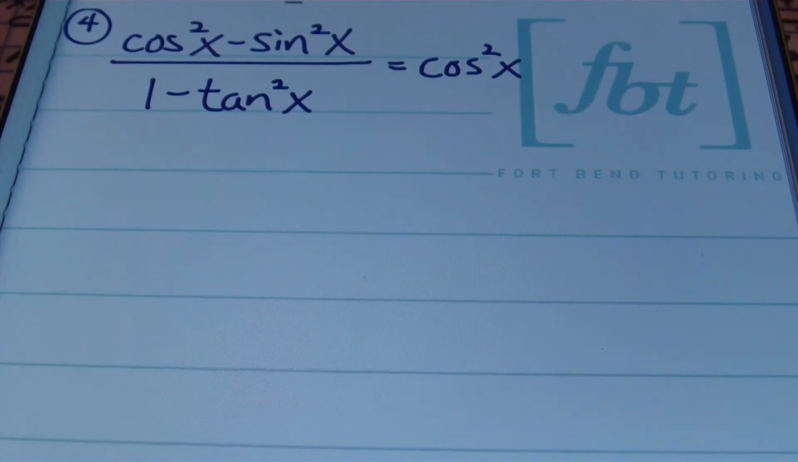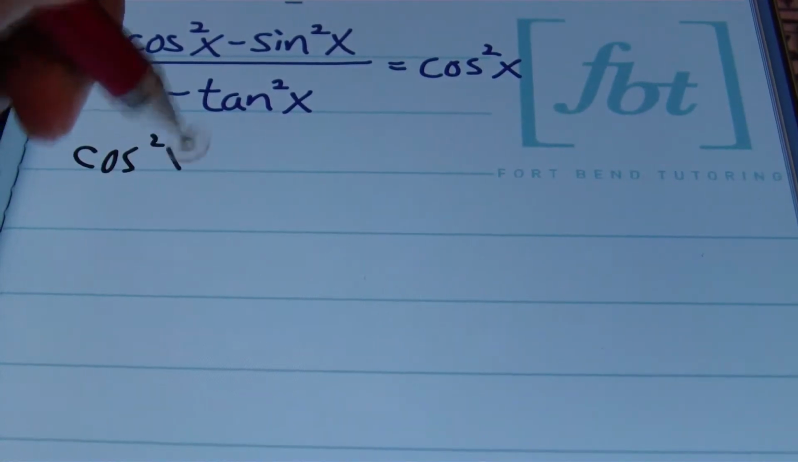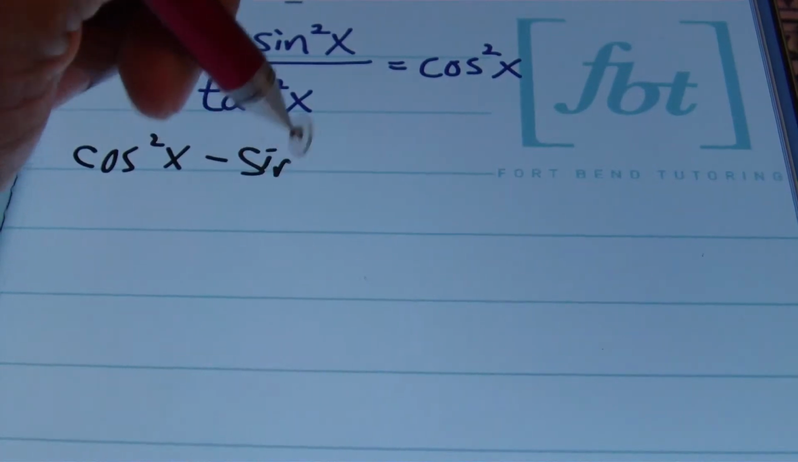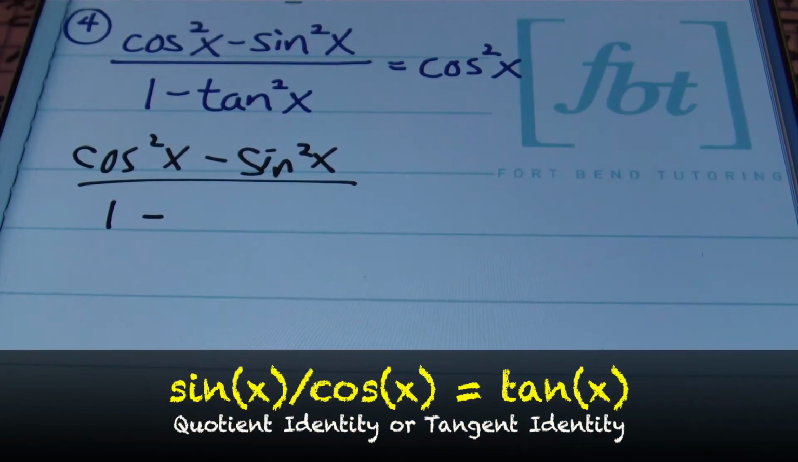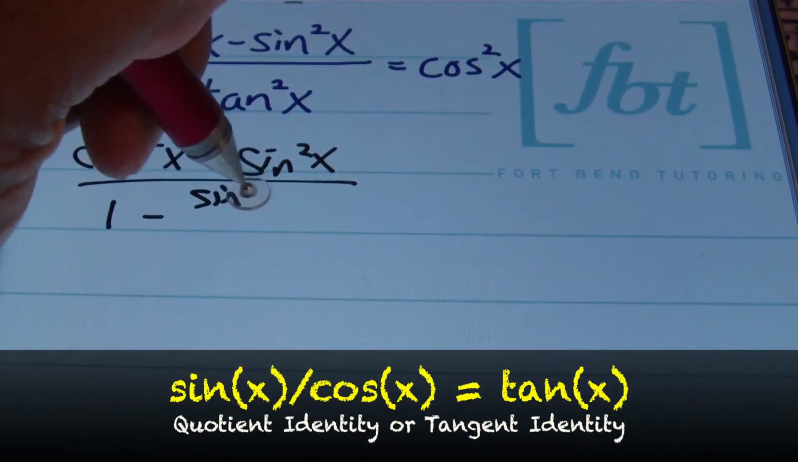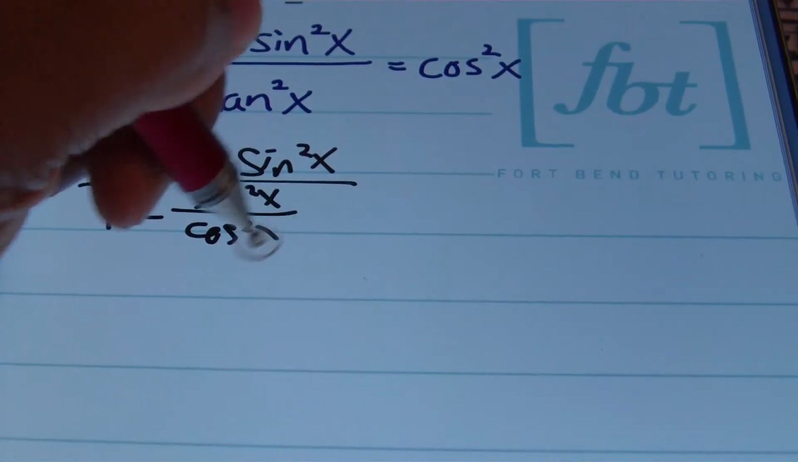In problem number 4, we have cosine squared x minus sine squared x divided by 1 minus tan squared x. And this is supposed to equal cosine squared x. All right. Well, first thing, ladies and gentlemen, that I noticed is that we have tan squared x in the denominator. And I'm thinking I want to change everything into cosine and sine. Yeah. That's exactly what I want to do. So I'm going to rewrite this tan squared x using my quotient identity here. And I'm going to say that my numerator stays the same. So it's cosine squared x minus sine squared x all over this 1 minus. And then using my quotient identity, I'm going to change that tan squared x into sine squared x over cosine squared x. Just like that.